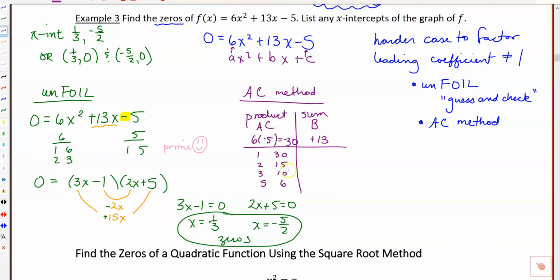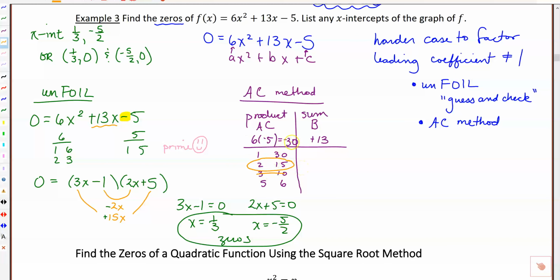The only way the 3 and the 10 end up being a positive 13 for the sum is if the 3 is positive and the 10 is positive. But a positive times a positive does not get me my negative product. So that 3 and that 10 looks very tempting, but it's not going to work. The pair that's going to work for us is going to be the 2 and the 15.